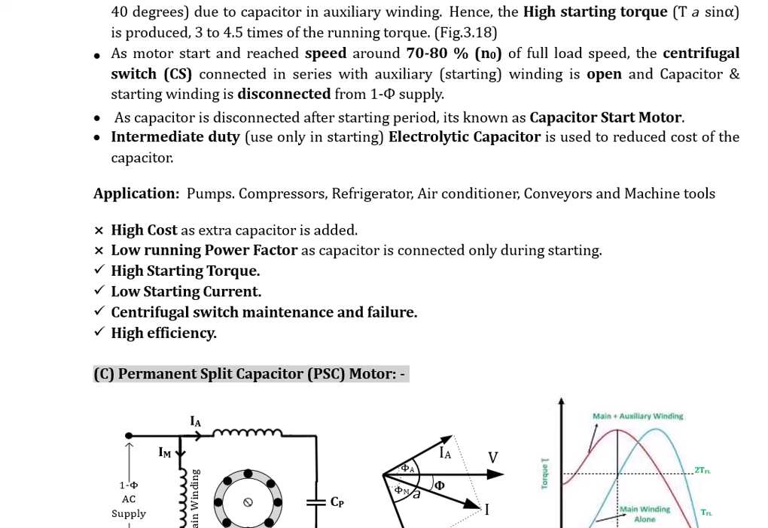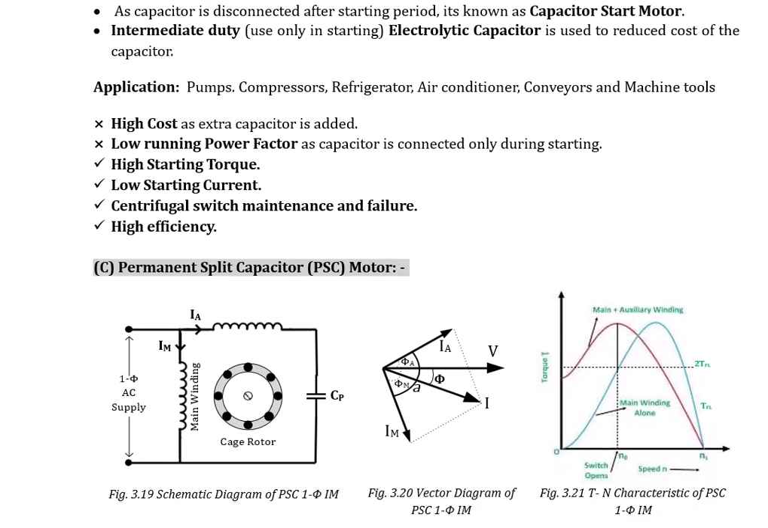To remove some disadvantages of this capacitor start motor, we developed the permanent split capacitor motor, which removes one disadvantage of the normal capacitor start motor: centrifugal switch maintenance and failure. This disadvantage is removed in this motor, but it gives some other disadvantages. So let's see. Here the difference is only one: we don't have a centrifugal switch now. The other configuration, vector diagram and graph are the same.